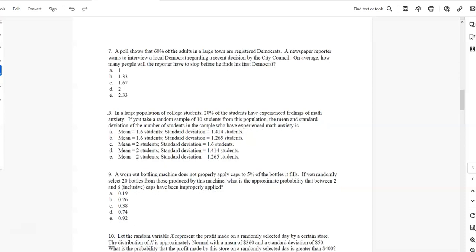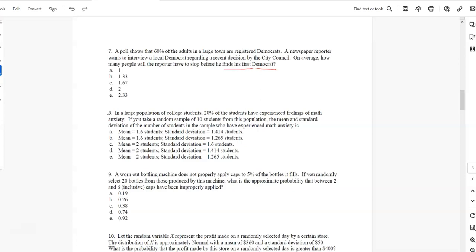Okay, a poll shows that 60% of adults in a large town are registered Democrats. A newspaper reporter wants to interview a local Democrat regarding a recent decision. On average, how many people will a reporter have to stop before he first finds a Democrat? So I'm leaning towards geometric here. It does seem like it's a fixed value of 60% chance every time he walks up to someone. So I think we're going to go with geometric here.